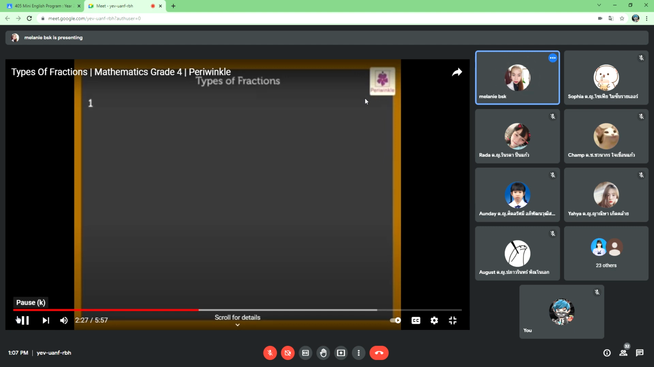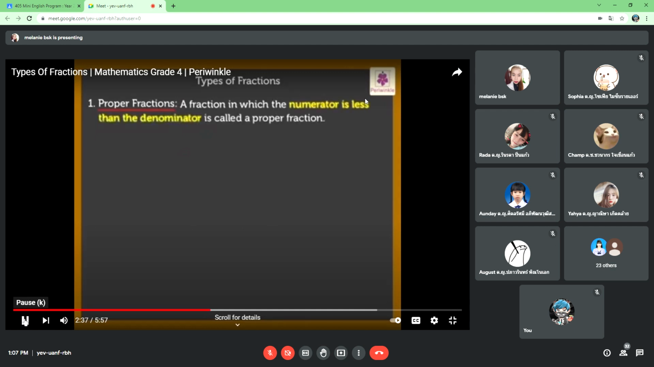1. Proper fractions. A fraction in which the numerator is less than the denominator is called a proper fraction. For example, 2 is less than 8. Thus, we say that 2/8 is a proper fraction.